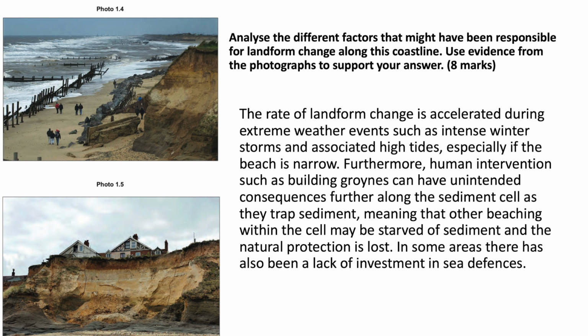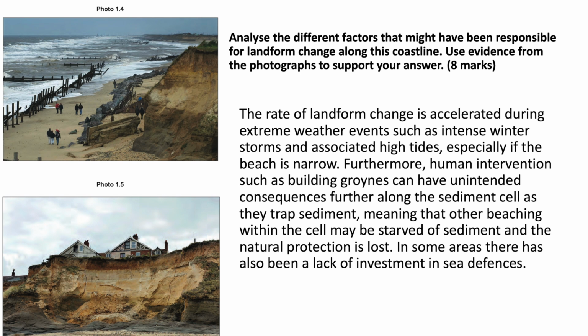So the rate of landform change is accelerated, so it's changing and it's made quicker. It's what we call a positive feedback loop because of this extreme weather event, such as intense winter storms and high tides that come with that, especially if the beach is more narrow, which we can see in this picture as well. Furthermore, human intervention, such as building groins, can have unintended consequences further along the sediment cell as they trap sediment, meaning that other beaches within that cell may be starved of sediment and the natural protection is lost.